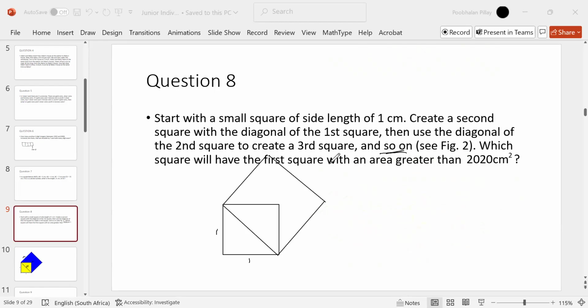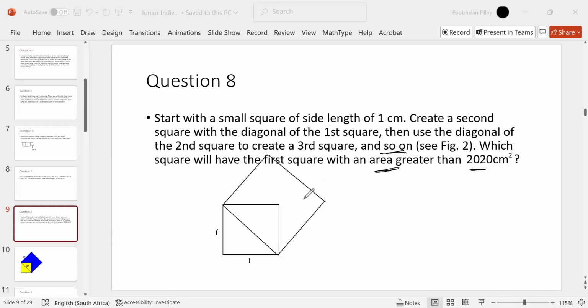And we can't draw this thing because if you keep going on, the squares are getting bigger and bigger. So the way to do this is, look, there's a pattern here. Each time I'm doing the same thing. So let me see, you want to get to a square whose area is greater than 2020. So I need to calculate the areas of all these squares, right? Now the first square I know is 1, 1.